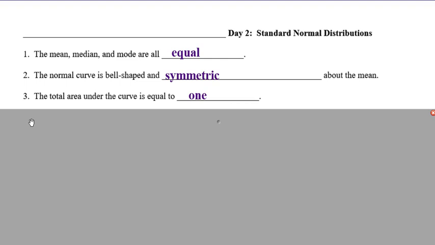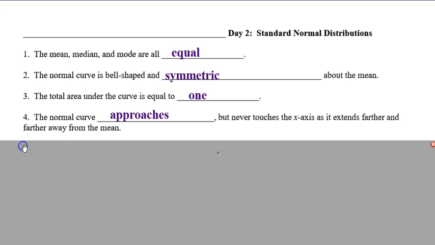So think about those percentages we all did on the previous lesson. All those percentages add up to 100%. The normal curve approaches but never touches the x-axis as it extends farther and farther away from the mean. Okay, so you can't ever draw it that accurately, it's human error, but theoretically it will never touch the x-axis.